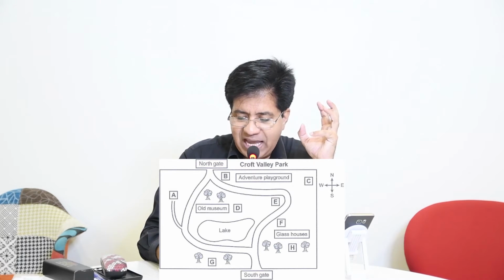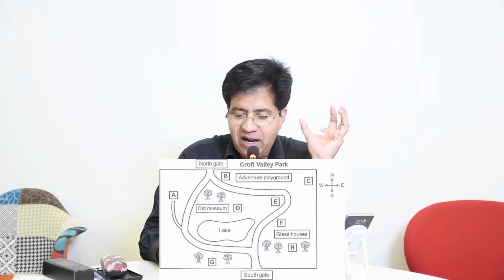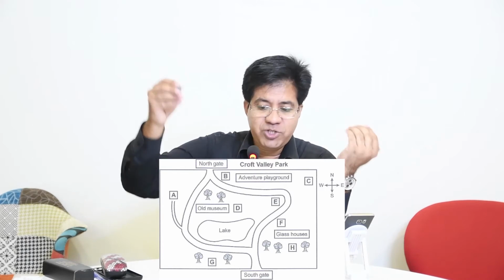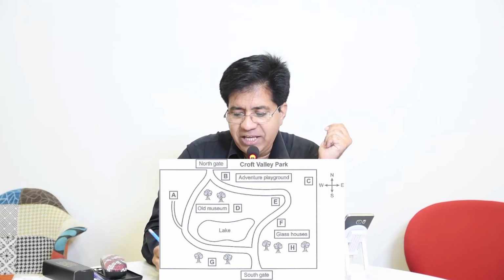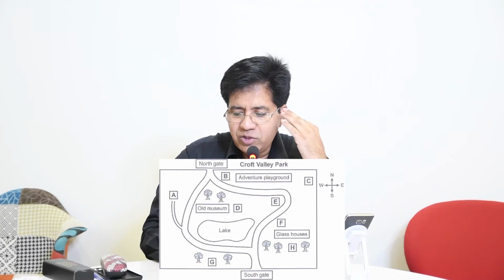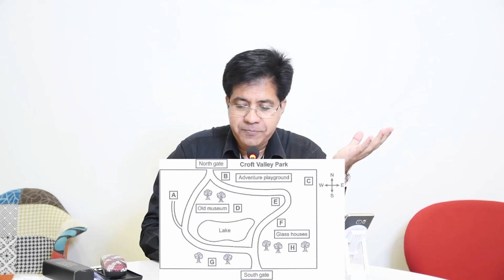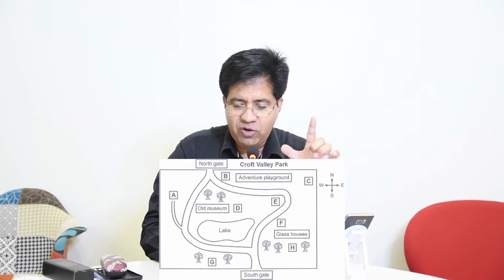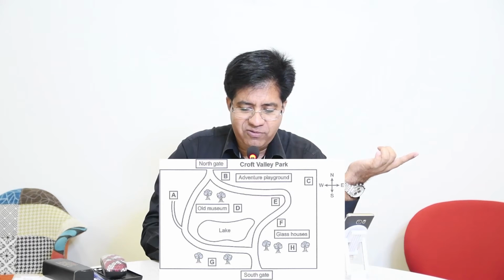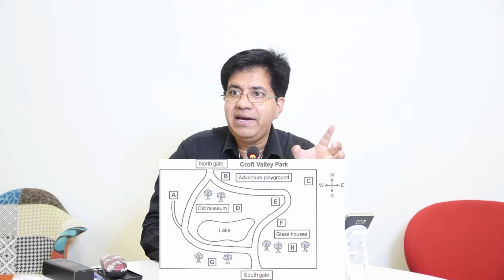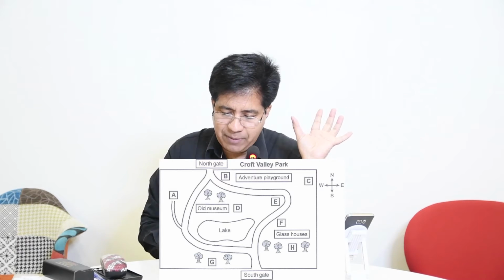And if they say from south gate, go straight ahead until you reach the bend. That is bend. Option E will be there, okay? And if they say, well, it's on the east side of adventure playground, what will be the answer? C. If they say it's on the west side of adventure playground, answer is B. So east, west, bend, this and that, these things will help you.